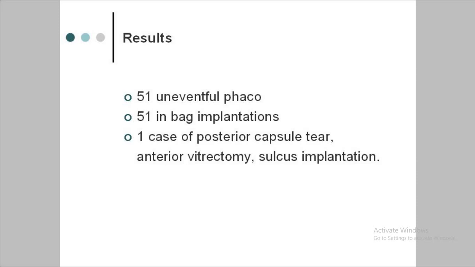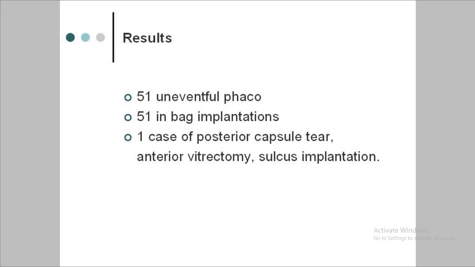The lens was folded across 6 to 12 o'clock meridian and placed into the anterior chamber with the forceps. You see that the leading haptic was initially placed in bag, and the position of the second haptic had to be sometimes corrected with a hook. We had 31 cases of uneventful surgeries, and the IOL was placed in bag. And unfortunately, we had 1 case of posterior capsule tear. We performed anterior vitrectomy, and the lens was placed into sulcus.